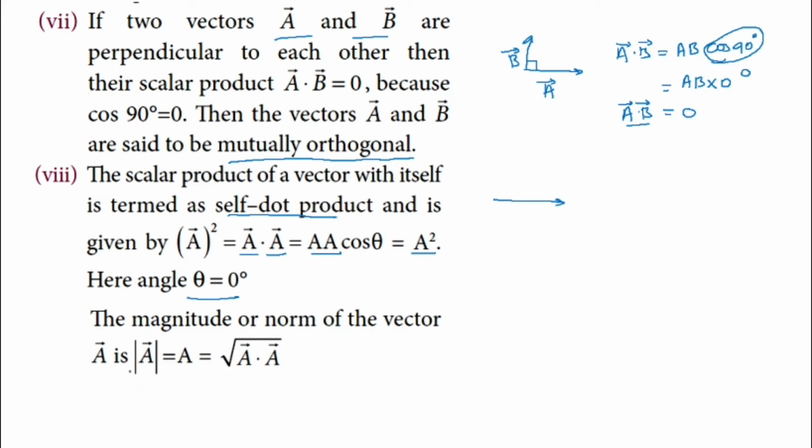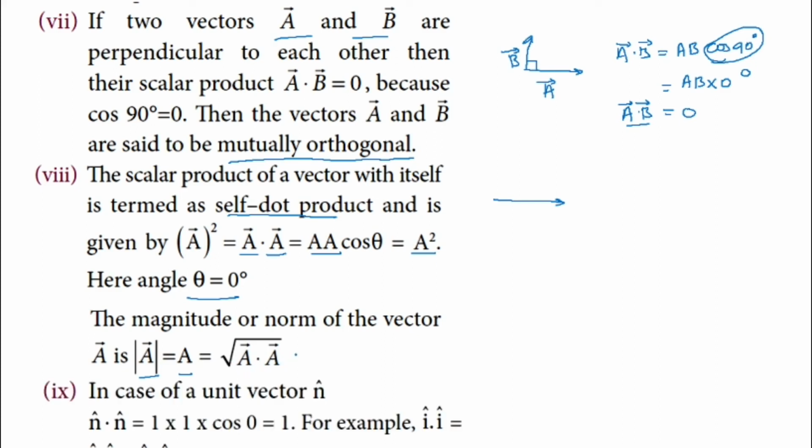That means mod A vector is equal to the root of A vector dot A vector. It gives the norm of the vector. In the case of a unit vector, n cap and another n cap are unit vectors. Multiplying two unit vectors, 1 dot 1 into cos theta, where theta is equal to 0, gives 1. For example, i dot i, j dot j, k dot k gives the value 1.